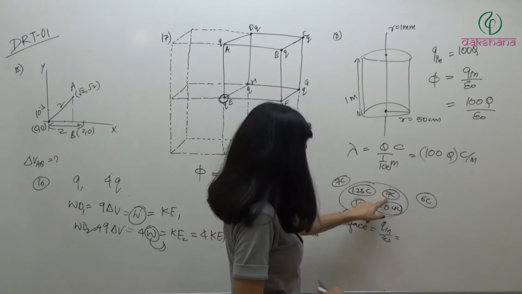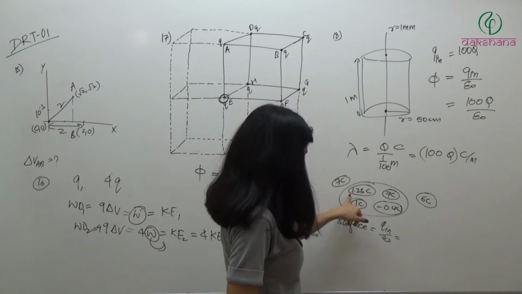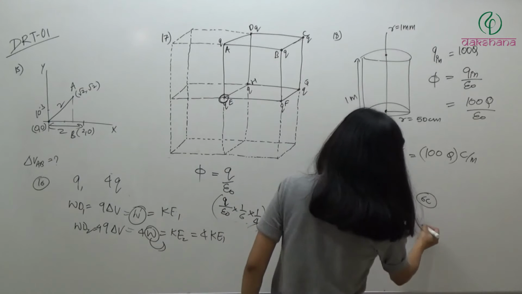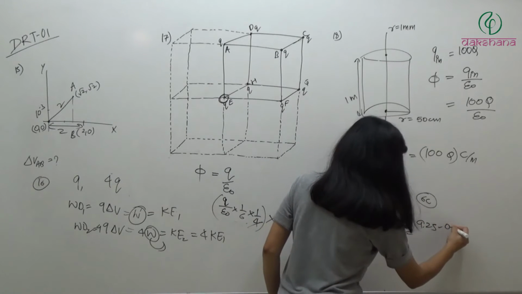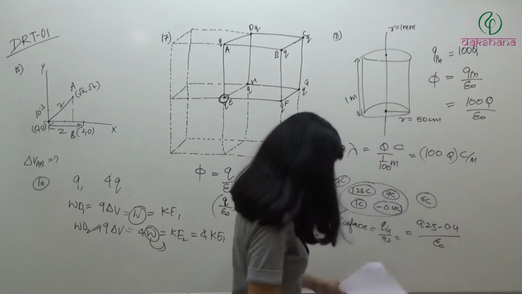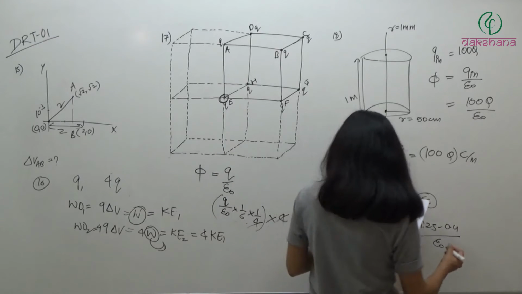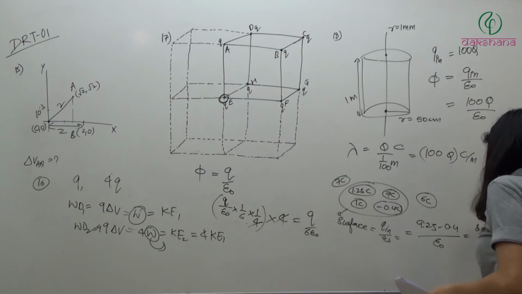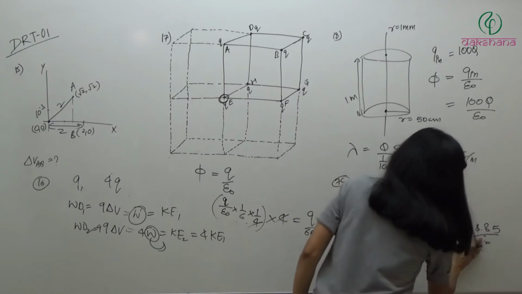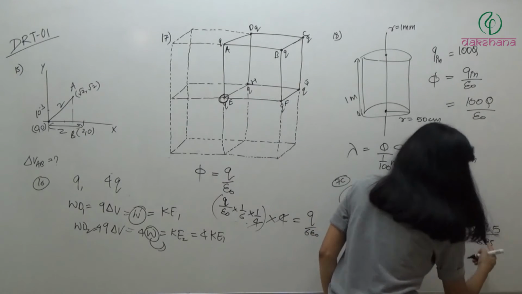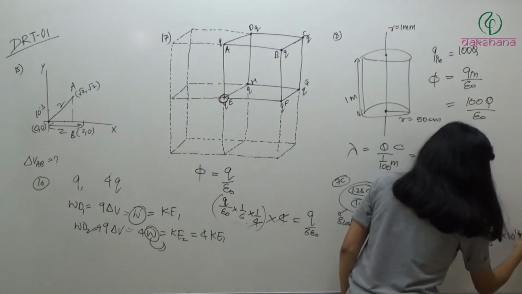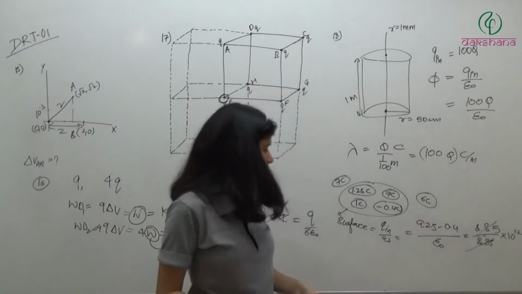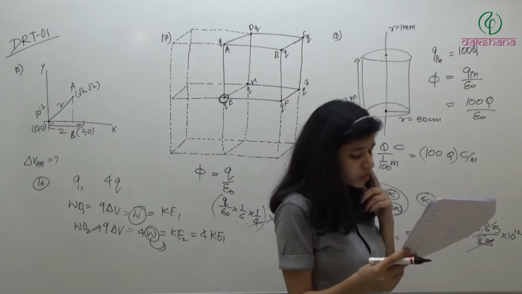Q enclosed is 7, 8, 9.25 minus 0.4. So 9.25 minus 0.4 divided by epsilon naught. So here we have 8.85 divided by epsilon naught, and the value of epsilon naught is 8.85 into 10 to the power minus 12. When it goes up, it will be 10 to the power 12. So flux is equal to 10 to the power 12. Again this is a very simple question.